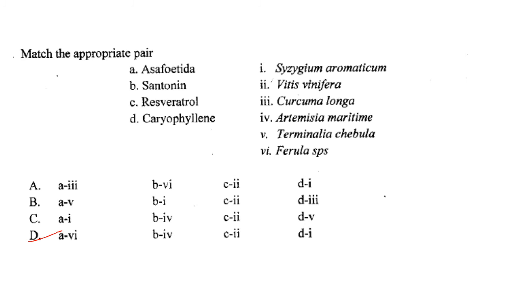So coming to the next question. Asafoetida. Asafoetida is Ferula species, A6. Then comes Santonin. Santonin is Artemisia maritima. Resveratrol is Vitis vinifera and Caryophyllene is Syzygium aromaticum. So answer is option D, that is A4, A6, B4, C2 and D1.